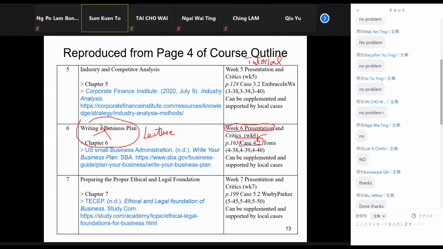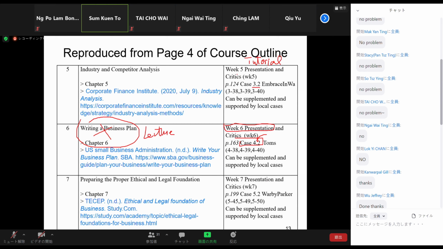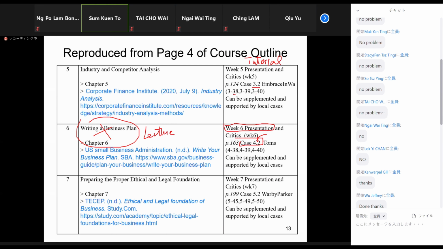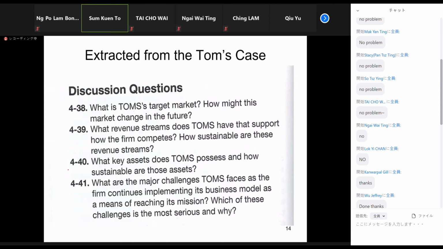For case 3.2, for the people presenting in week 5, we work on chapter 3, questions 38, 39, 40. Even though on the PowerPoint slide there can be 4 questions at the end, you need to work on 38, 39, 40. All right. You can also answer question 41. It definitely doesn't hurt, but it won't be graded.